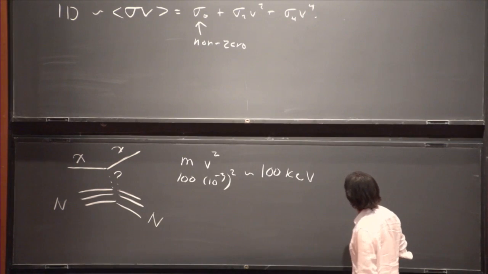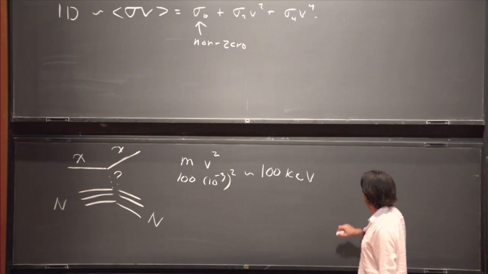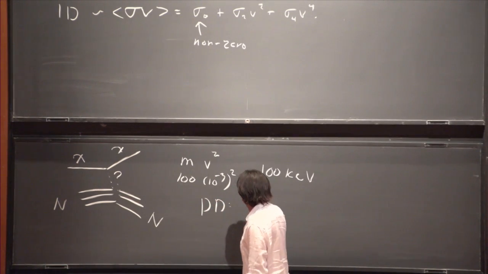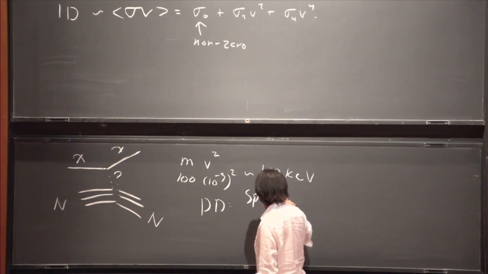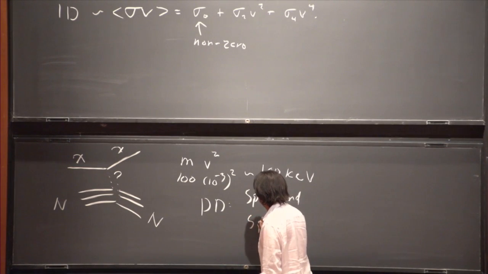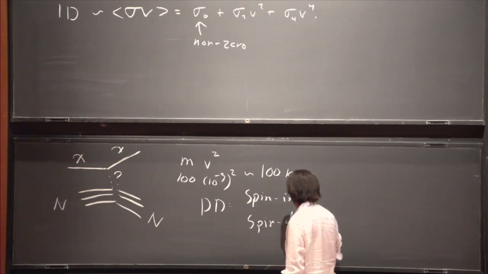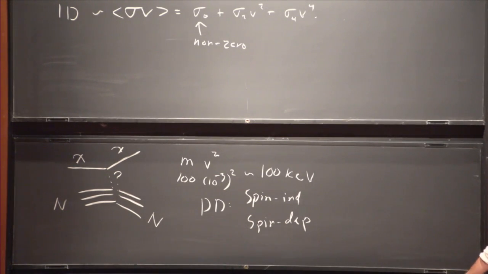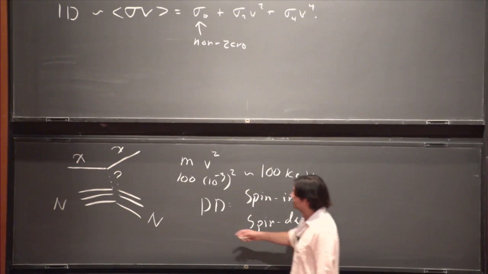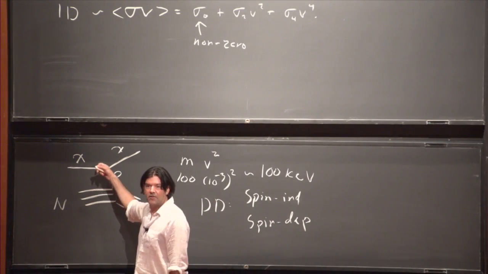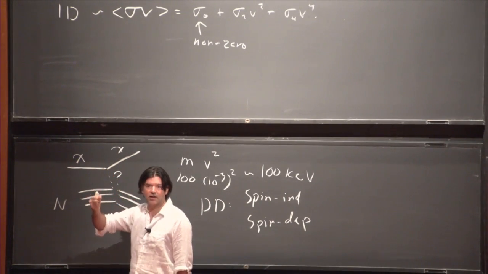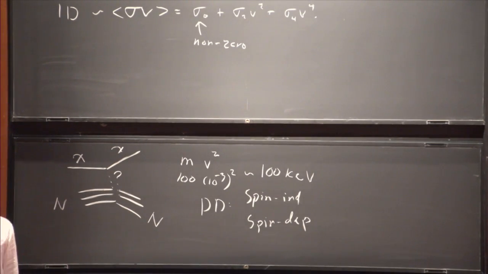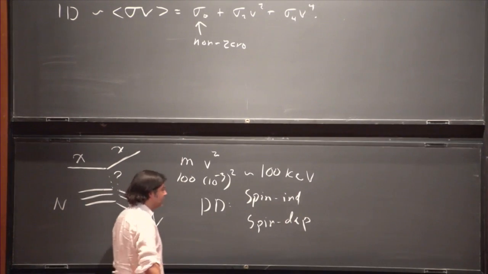So there are two basic categories of direct detection. You have what's called spin independent and spin dependent. Spin dependent is a perfectly reasonable name. The idea is that this interaction couples dark matter to the spin of your target, so only targets that have spin can have any sort of scattering. That's a perfectly reasonable name.